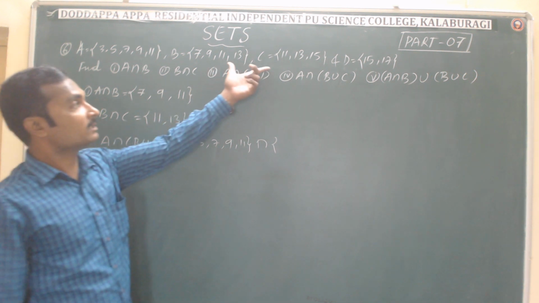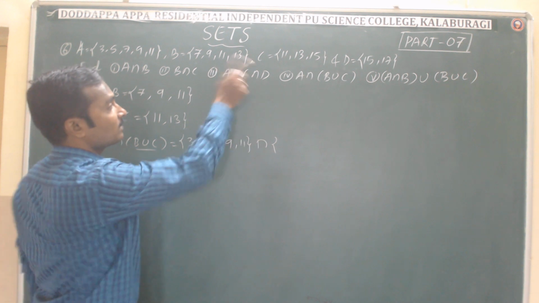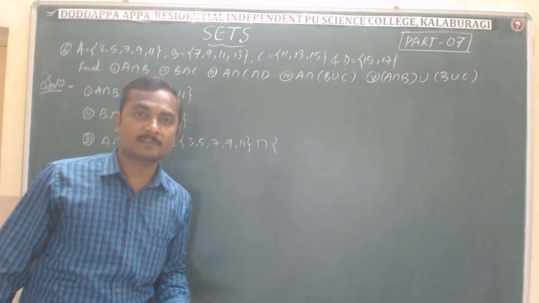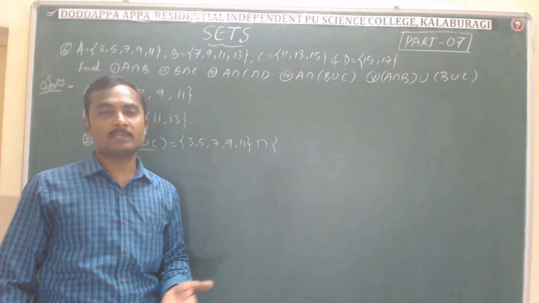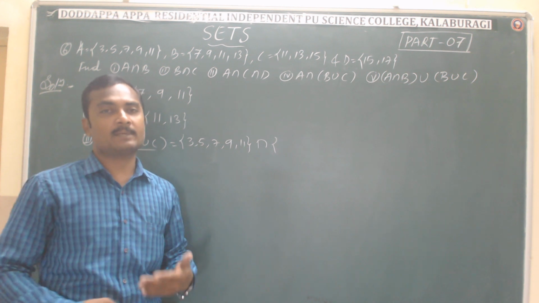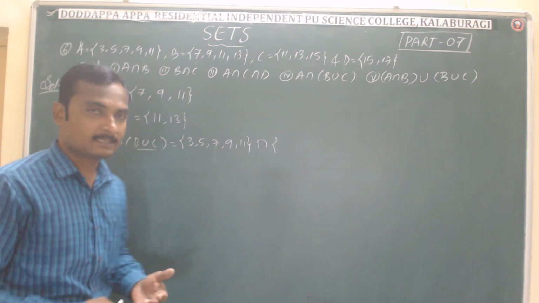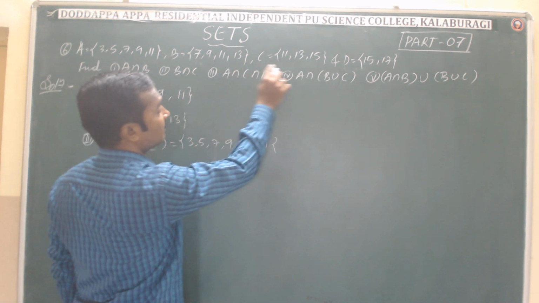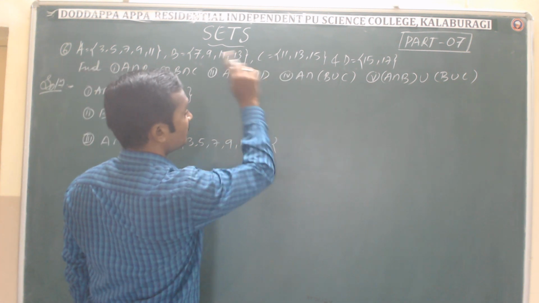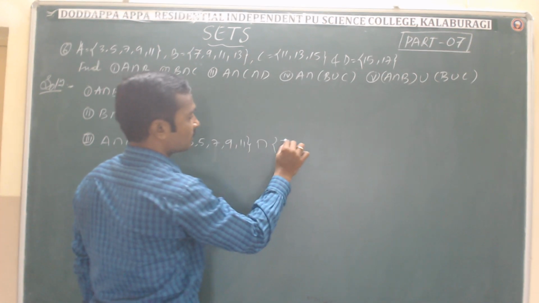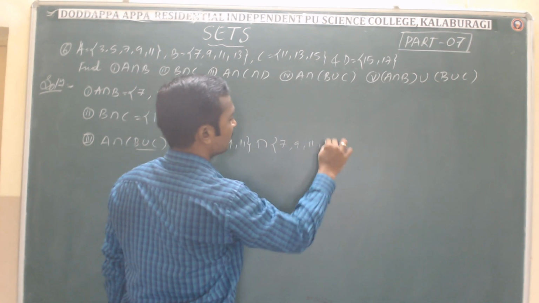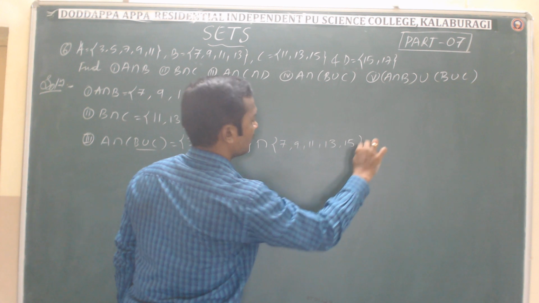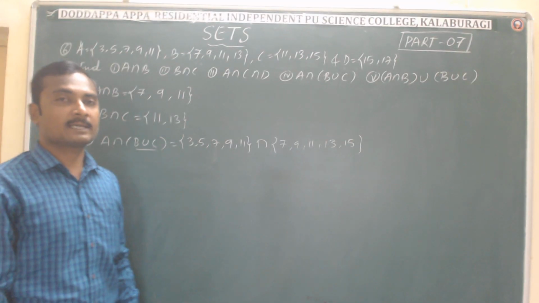What is the union of these two sets? The union of these two sets contains all the elements of the set B as well as the set C. It means you have to write, without repeating, all the elements of the set B as well as the set C. So let's write B union C: 7, 9, 11, 13, and 11 is covered, 13 has already appeared, 15. So 7, 9, 11, 13 and 15 are the union of these two sets B and C.